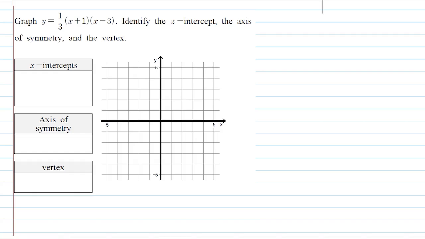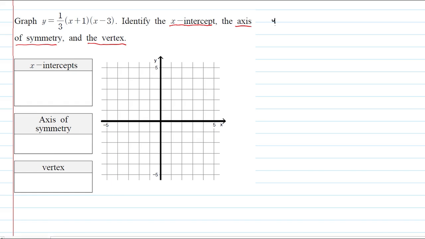Graph y equals 1/3 (x plus 1)(x minus 3). Identify the x-intercepts, axis of symmetry, and the vertex. Well, this is called the intercept form.